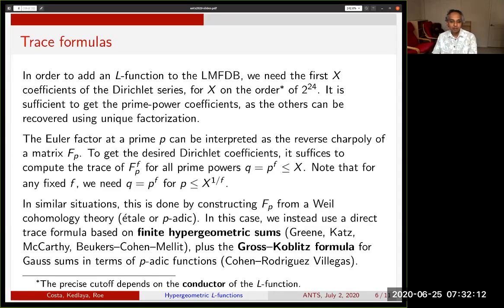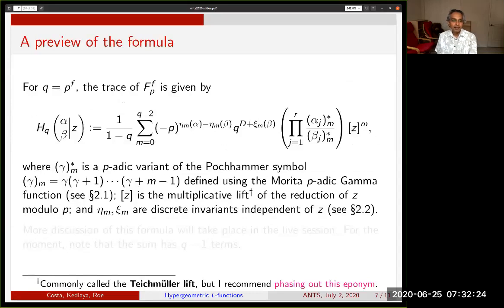So this trace formula that you get from these considerations involves Gauss sums. You can then translate it using the Gross-Koblitz formula into a p-adic formula, as was done by Cohen and Rodriguez-Villegas. And just to show you what the formula looks like without unpacking it entirely, I've put it on this slide. The key feature to take away for the rest of these slides is the fact that there's a sum over q minus 1 terms.